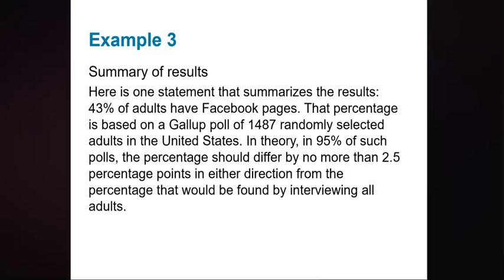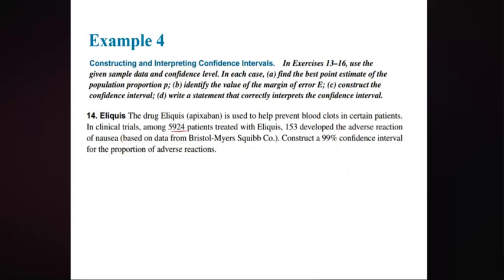Let's do one more example together. The drug Eliquis is used to help prevent blood clots in certain patients. In clinical trials among 5,924 patients, 153 developed adverse reactions. Construct a 99% confidence interval for the proportion of adverse reactions. So find the best point estimate. Okay, so we need to find p-hat.